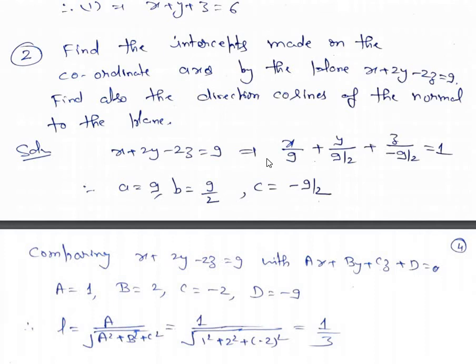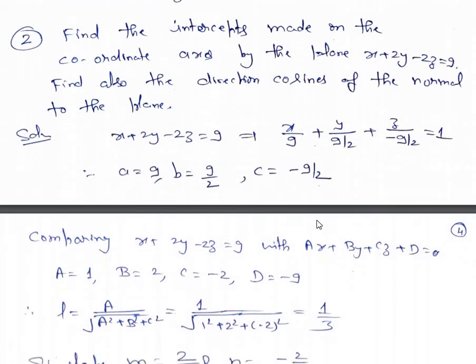So the equation of the plane will be x upon 9 plus y upon 9 by 2 plus z upon minus 9 by 2 is equal to 1. If we compare with the intercept form, we have a is equal to 9, b is equal to 9 upon 2 and c is equal to minus 9 upon 2. So these are the intercepts made by this plane on the coordinate axis.